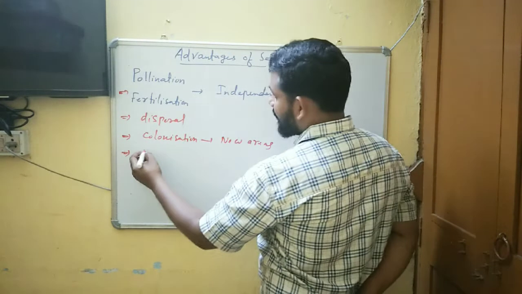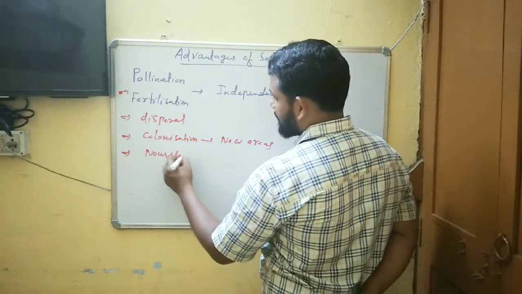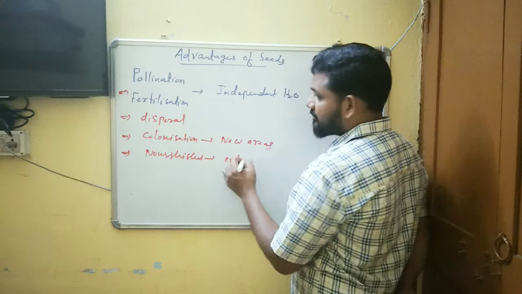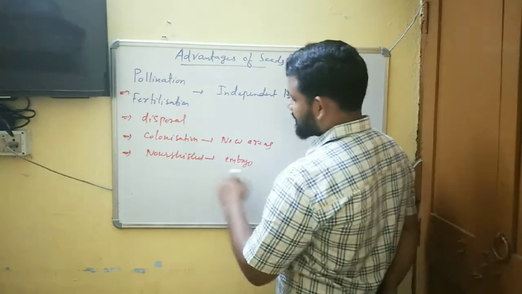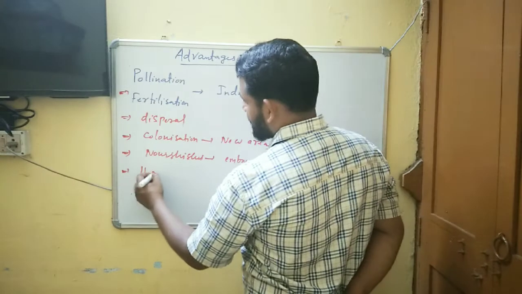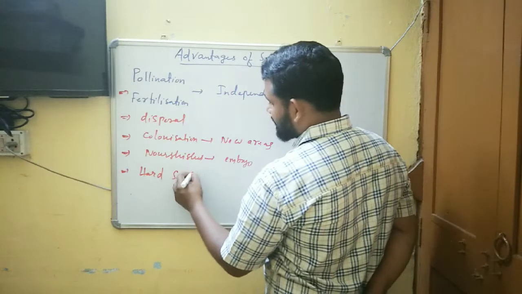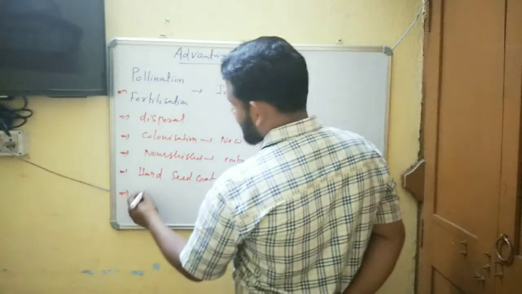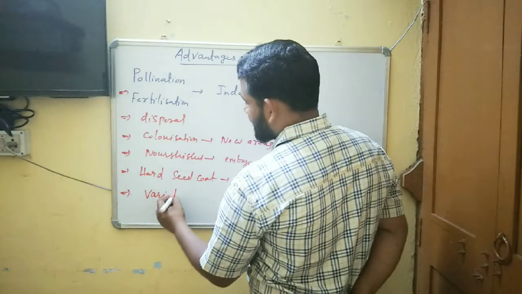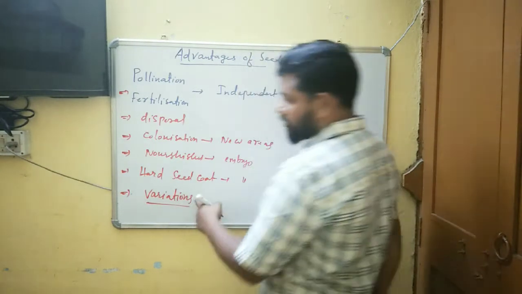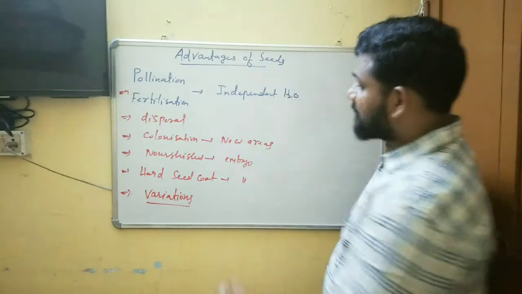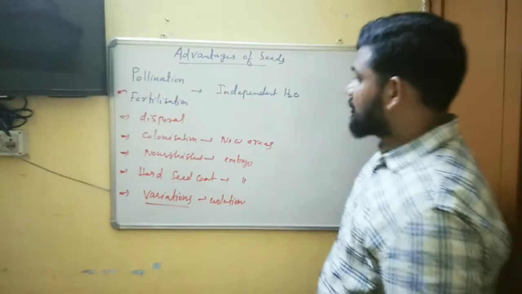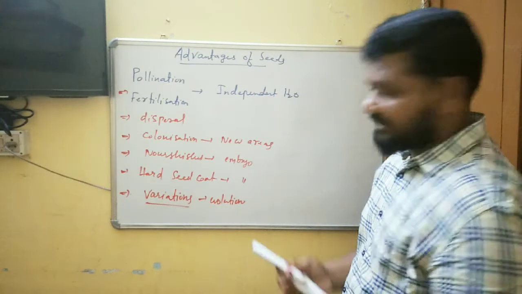And seeds also nourish developing embryos. So reserved food material present in the seed nourishes developing embryos. And if the seed coat is very hard, then the hard seed coat protects young embryos. And if seeds are present, they also produce genetic new combinations, and genetic new combinations lead to variations, and variations are very important for evolution. So these are the various advantages of seeds.